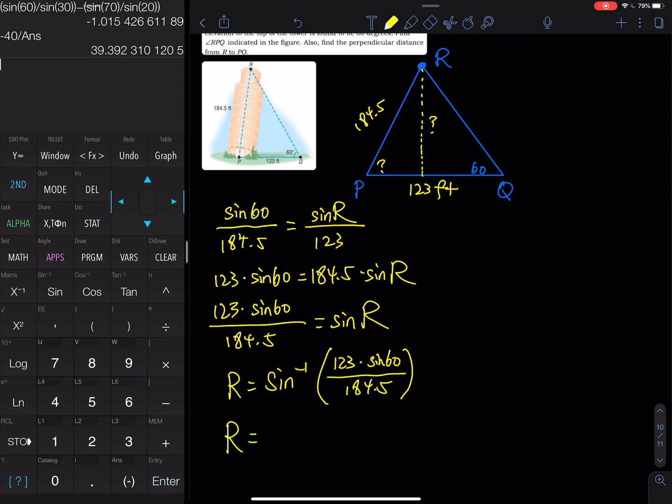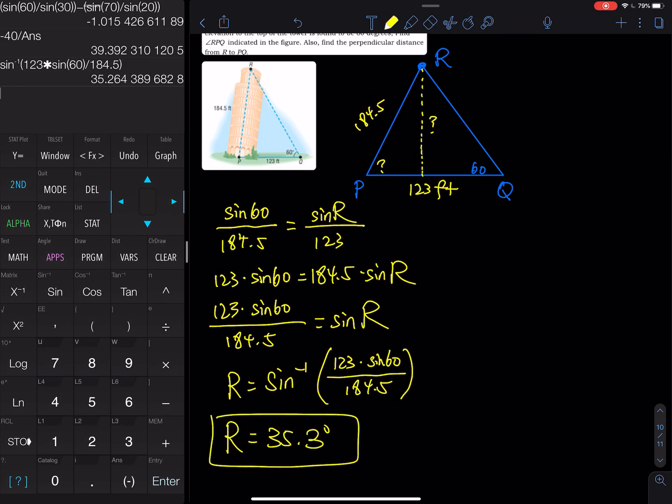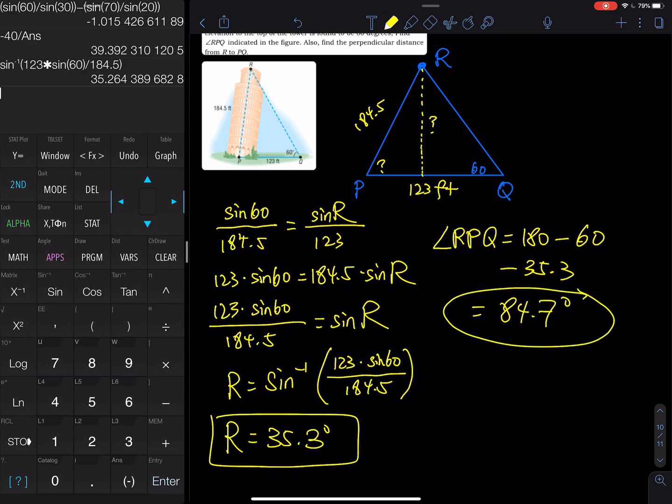So degree mode, we have inverse sine, and then we have 123 times sine 60 degree, close parenthesis for the 60, divided by 184.5, close parenthesis for the inverse sine. So we have around 35.3 degree. So that is my angle R. And then you want to find angle P, right? So technically they call that angle RPQ. So that is the sum of three interior angles, subtract the given 60 degree, subtract angle R. So that is equals to around 84.7 degrees. So that is your angle P.